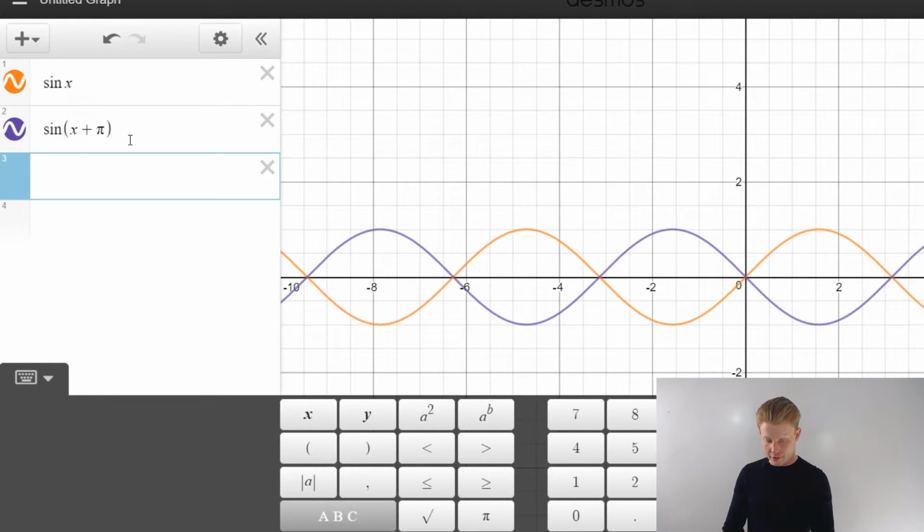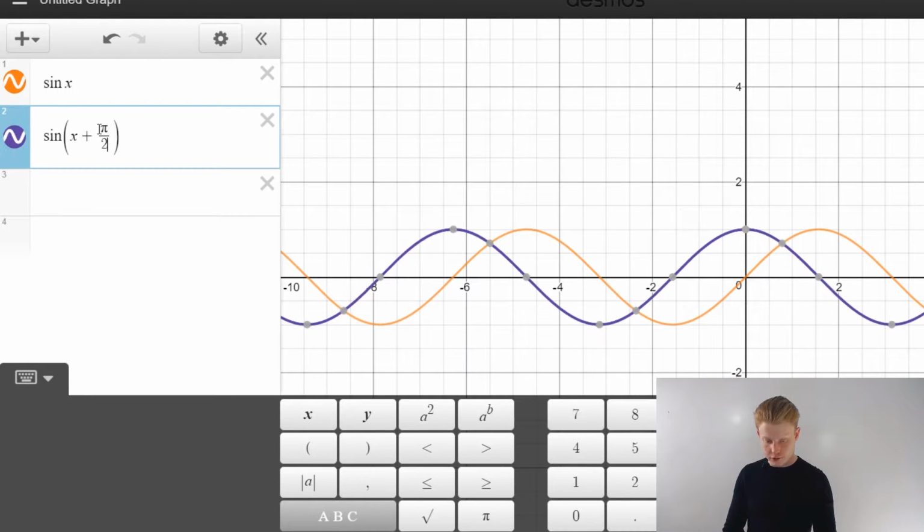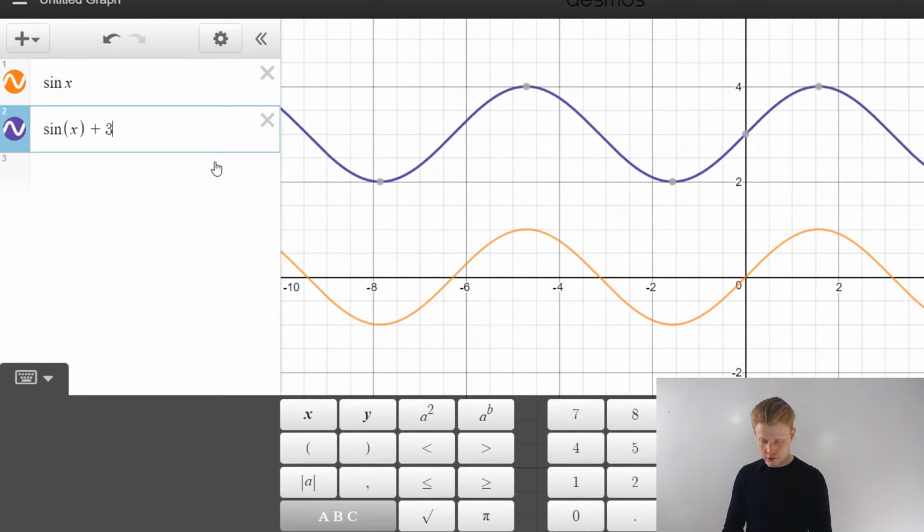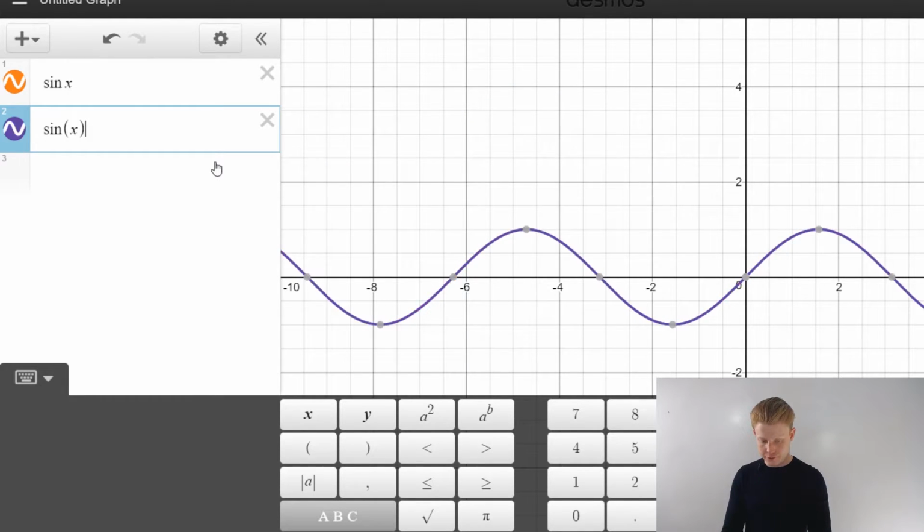If I do it by pi divided by 2, it shifts it 90 degrees. And this actually is a cosine graph now. All right, well, it looks like a cosine graph. And last but not least, if I add or subtract outside of here, I move it up and down.